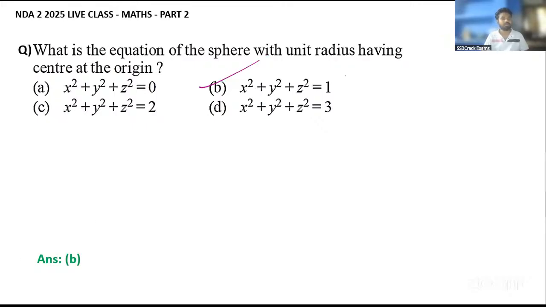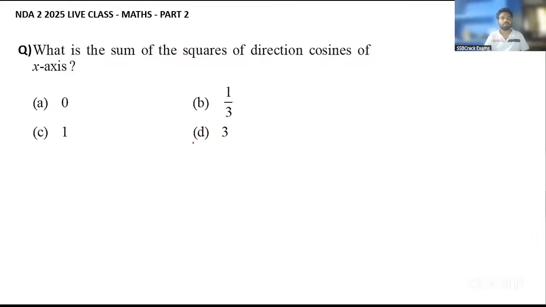Next question is what is the sum of squares of direction cosines on the x-axis? You know that cos square alpha plus cos square beta plus cos square gamma is equal to 1. So when it is the x-axis, then it will be only l square, m is 0 and n is 0, equal to 1. So simply it will be option number C, which is 1. It does not matter which axis you are taking.